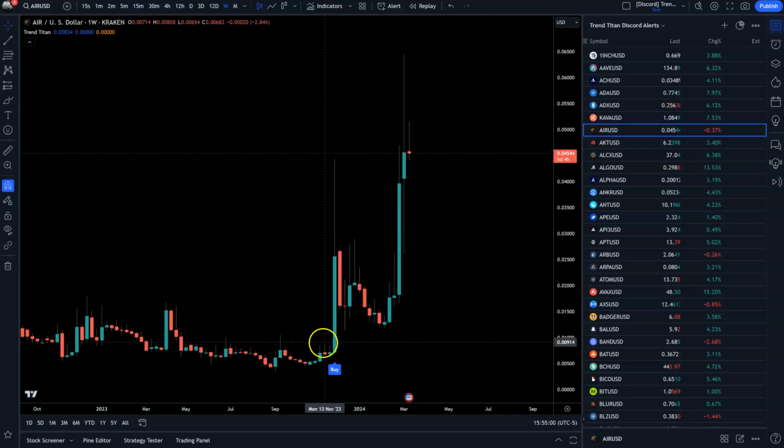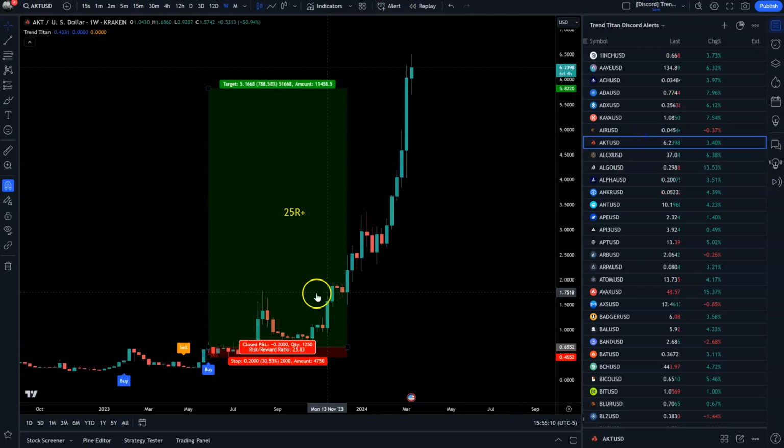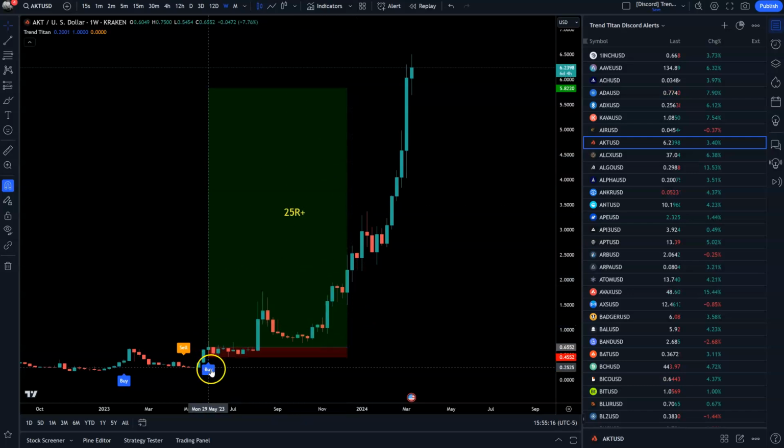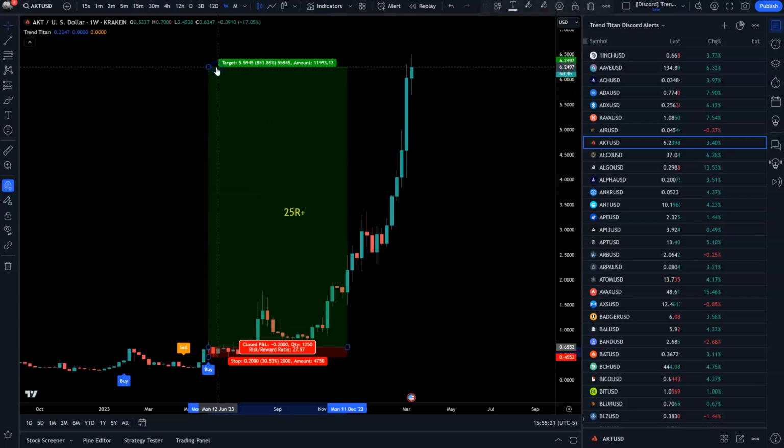Here's another one. This was on Air, came in back at probably a penny and a half. That's where this actually came in. It doesn't wait for candle closes. Huge pump after that. Here's a really nice one. This is a great example. AKT, I have no idea what this coin even is, but the signal came in back on May 29th. And somebody that entered that trade would currently be up 853%. But more importantly, they'd be up roughly 28R on that trade.